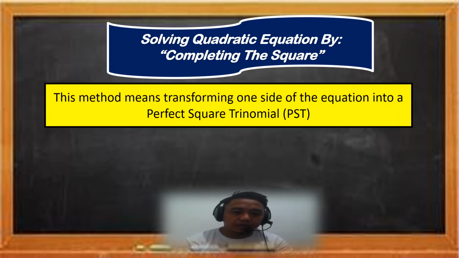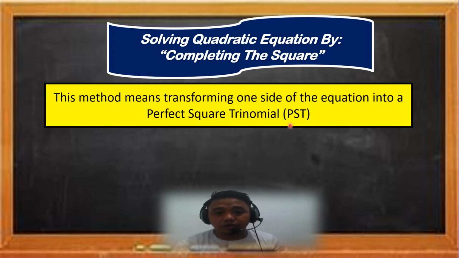So, ano ba yung ibig sabihin ng completing the square? This method means transforming one side of the equation into a perfect square trinomial. Ano ba yung perfect square trinomial? Pag sinabi nating perfect square trinomial, ito yung mga trinomial na may factor sila. Yung factor nila is square binomial, yung (a plus b) times (a plus b), ginagawa nating (a plus b) squared. Again, ang perfect square trinomial ay trinomial that can be factored as the square of a binomial.